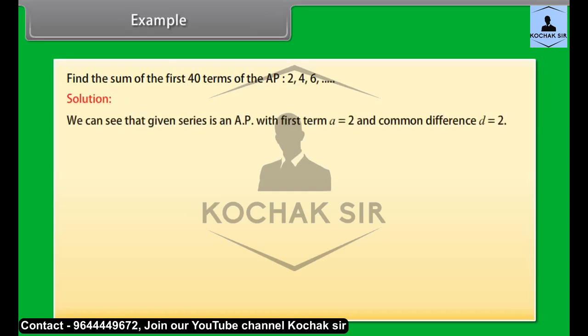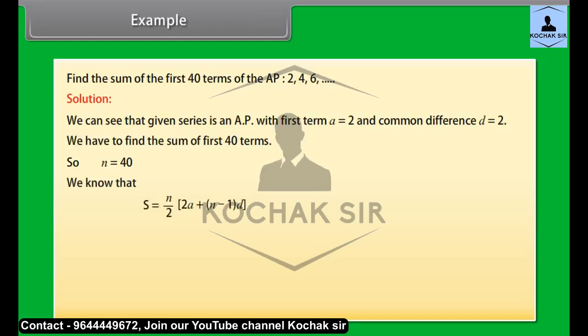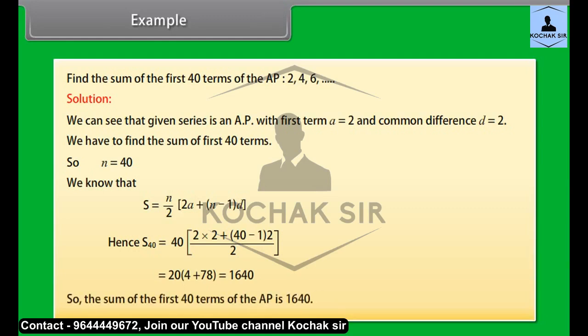We can see that given series is an AP with first term A is equal to 2 and common difference D as 2. We have to find the sum of first 40 terms. So, n is equal to 40. We know that S is equal to n upon 2 into (2A plus (n minus 1) into D). Hence, S40 is equal to 40 upon 2 into (2 into 2 plus (40 minus 1) into 2), which is equal to 1640. So, the sum of the first 40 terms of the AP is 1640.